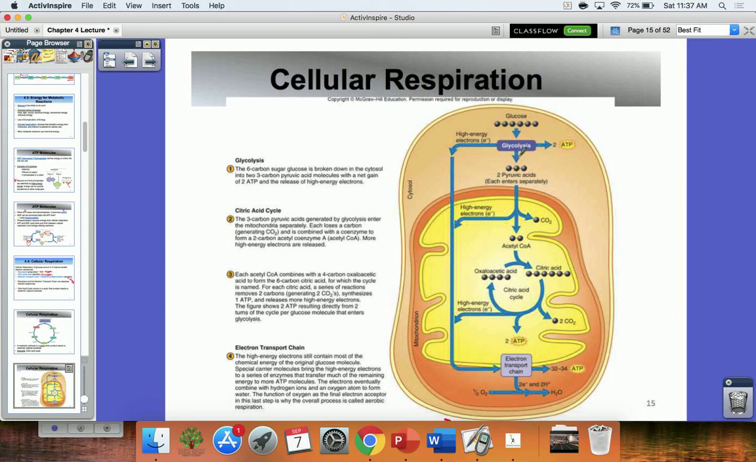You notice glycolysis occurs in the cytosol. That's important to make a note of. And the citric acid cycle and the electron transport chain are taking place in the mitochondria.